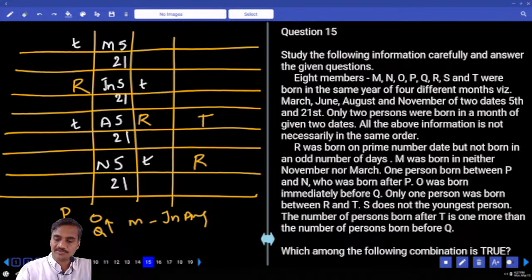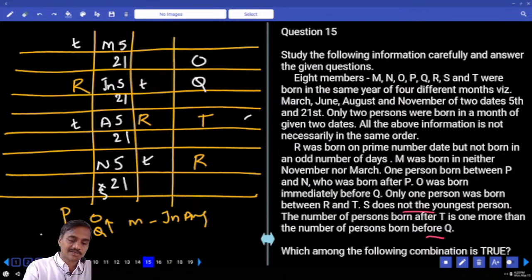O was born immediately before Q and S is not the youngest person. Now S cannot be born on 21st of November. The number of persons born after T is one more than before Q. Now here this is T. After this T how many people? 3. And before this Q there must be exactly 2 people, so Q must be here. Now Q is here, O and Q are adjacent to each other. O is here. Now P and N must be in alternate places.